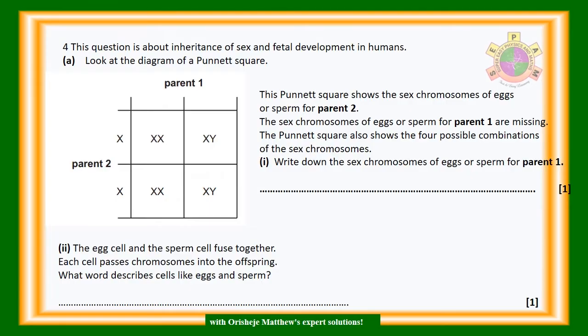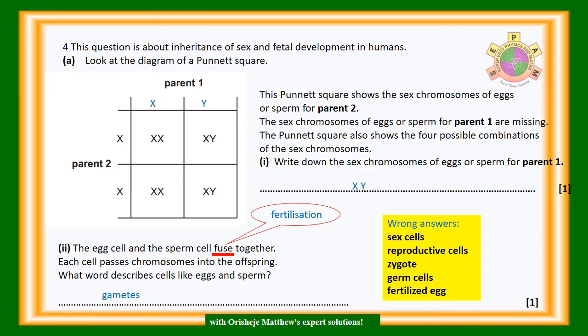The sex chromosomes for parent 1 is XY. Parent 1 is the male parent. Parent 2 is the female parent with the sex chromosomes XX. Question 4a part 2. The egg cell and the sperm cell fuse together. Each cell passes chromosomes into the offspring. What word describes cells like eggs and sperm? Eggs and sperm are called gametes. The wrong descriptions some candidates wrote were sex cells, reproductive cells, zygote, germ cells, fertilized egg.